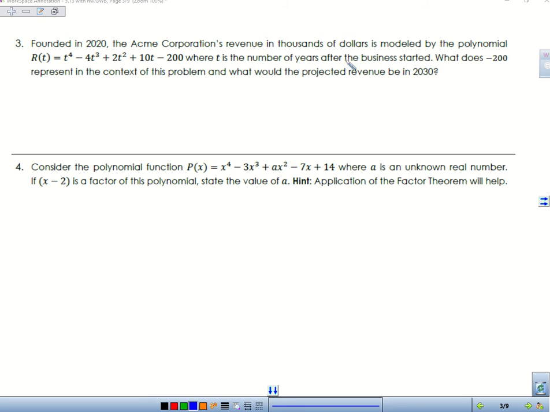Negative $200 is debt. You are on the right track, but the revenue is represented in thousands of dollars. So we're not just negative $200. We're actually negative $200,000 in debt. So that means that the company is starting in $200,000 of debt before they even open their doors. Does that make sense to everyone how we inferred that?